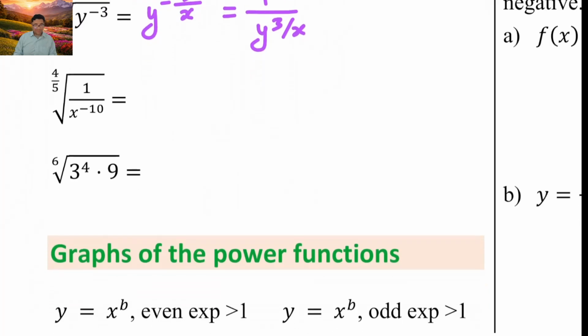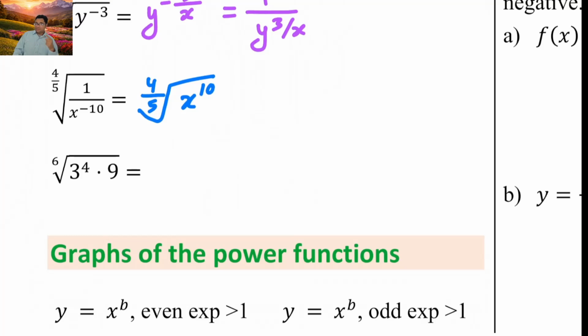But in the next two examples, you will see we actually make it simpler. For example, look at this expression: the 4/5 root of 1 over x to the minus 10. Even if you think about it, it is a complicated expression, right? Let us try to make it simple. You can do it in different orders. I'm just choosing to do one way. That's not the only way. As long as you follow some law correctly, you will be good.